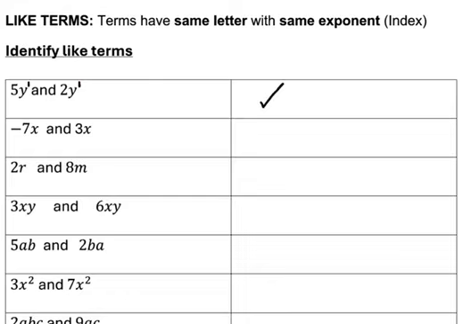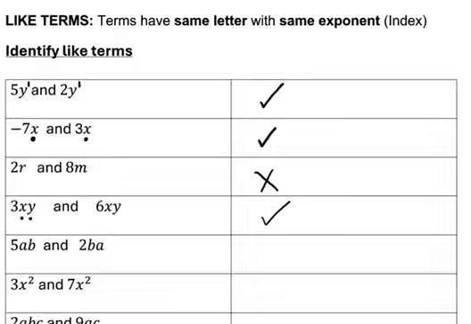The second one is negative 7x and 3x. Again, we just focus on letters. x and x are exactly the same, so they are like terms. The next one, we have r and m. They're completely different letters, so they are not like terms. Now we have 3xy and 6xy. Notice both have x times y, so they are like terms.